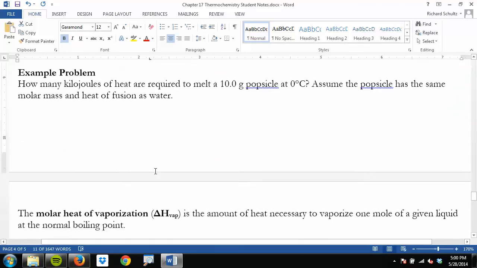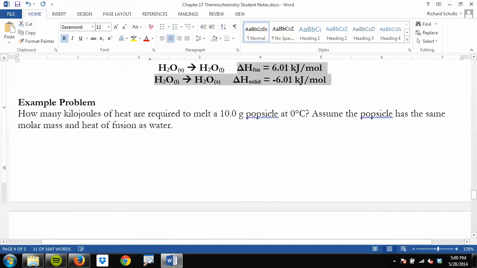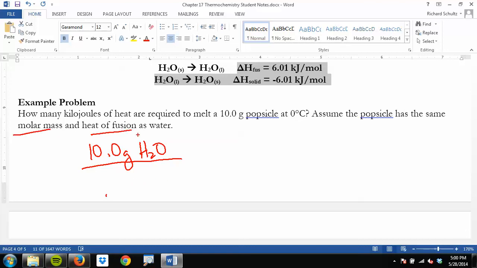So in this example here, we have a popsicle, but really it's an icicle, because it says how many kilojoules of heat are required to melt 10 grams, a 10-gram popsicle at 0 degrees Celsius. Assume the popsicle has the same molar mass and heat of fusion as water. So I'm going to start out with 10.0 grams of water. That's what we're talking about. It's really a popsicle, but we said it has the same molar mass and heat of fusion as water. Now 0 degrees just tells me that this is solid, and we're talking about melting it.